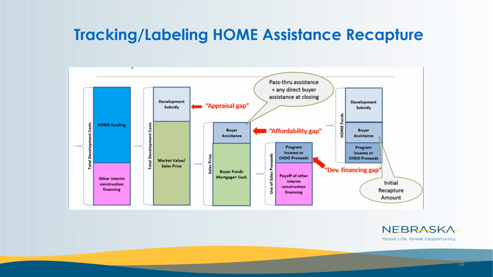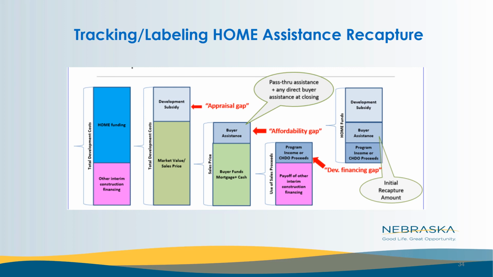At the time of sale, you have the market value, and then you have a development subsidy or possible appraisal gap. The home sells for less than the cost to build or develop, and the difference is the development subsidy or appraisal gap, which is permissible to use the HOME funds for. At the closing table, the buyer brings the first mortgage and cash to close, usually not enough. So now we have another gap to fill, which is the affordability gap, or what we call a buyer subsidy. The HOME funds that went in at the beginning are now passed through the project as your buyer financing.